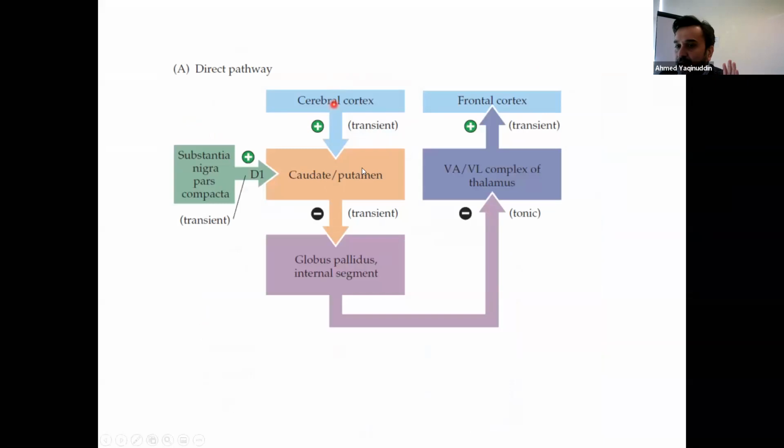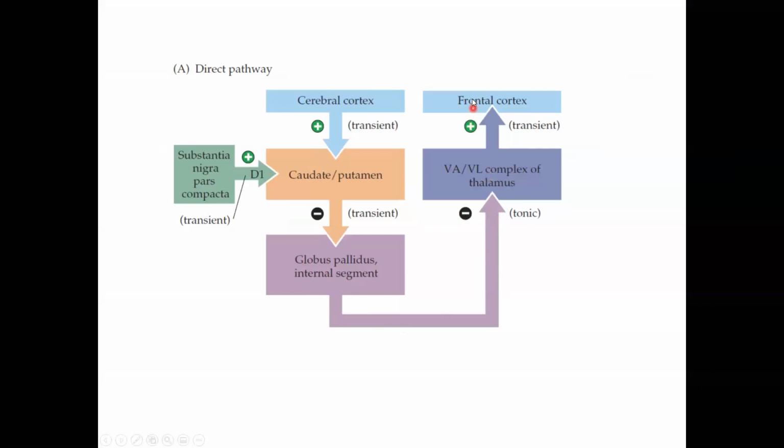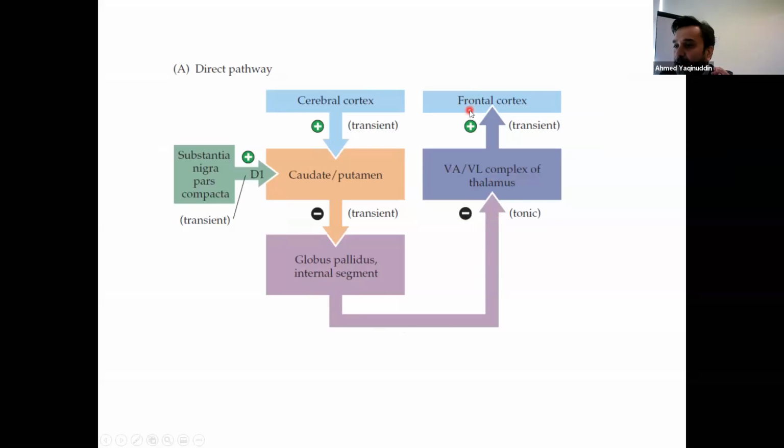The cerebral cortex, normally what is happening is that there is a tonic discharge from the globus pallidus interna to the thalamus, and thalamus is not active, so it cannot excite the cortex. But when the cortex decides to perform a movement, it is going to transiently activate the caudate and putamen, which is the striatum, which will transiently inhibit globus pallidus interna. So the tonic discharge, which was going from the globus pallidus interna to the thalamus, will stop for a while, which will activate the cortex, and you would be able to perform the movement.